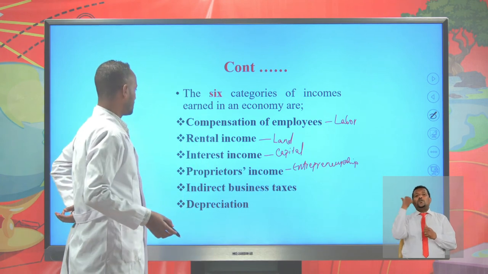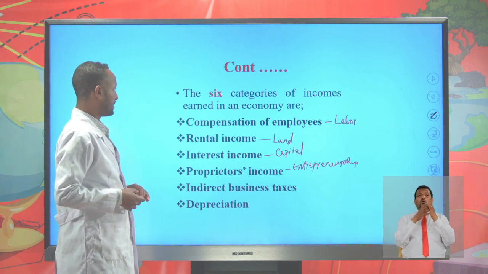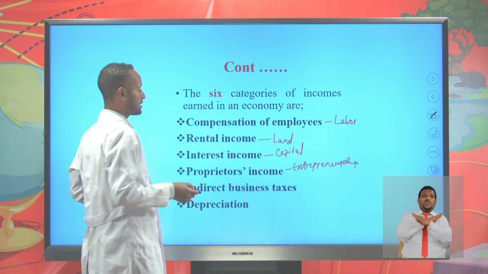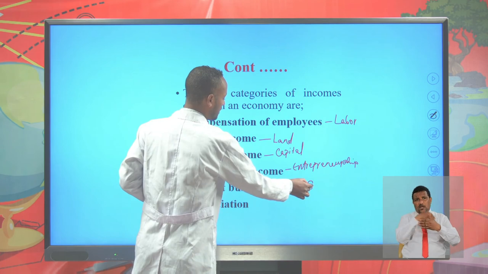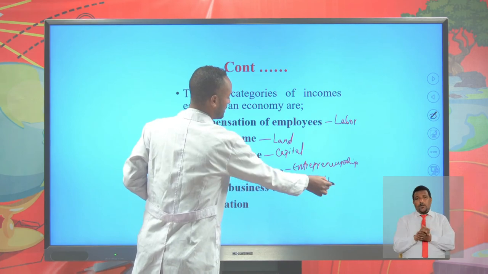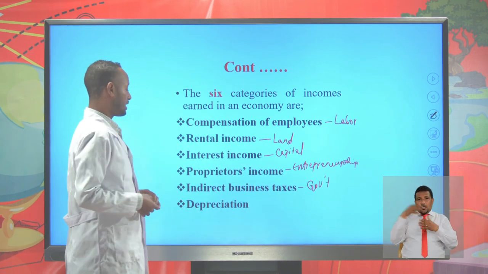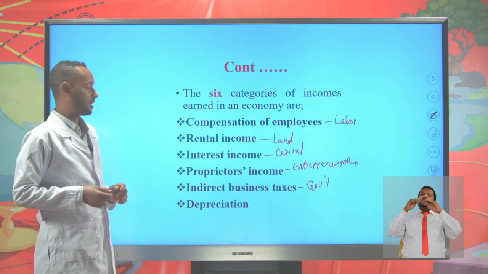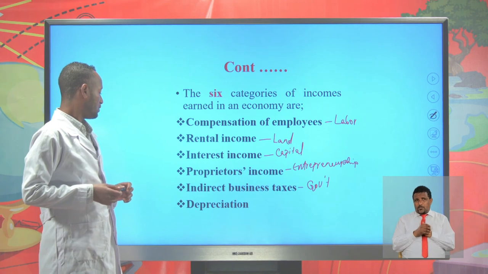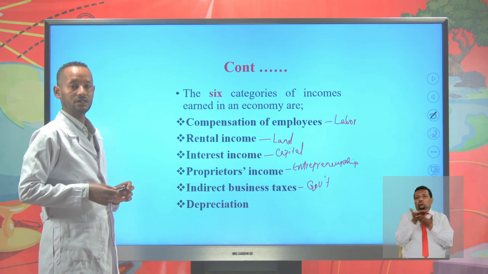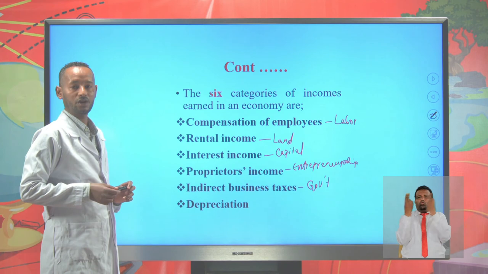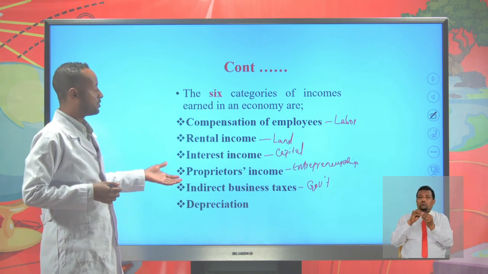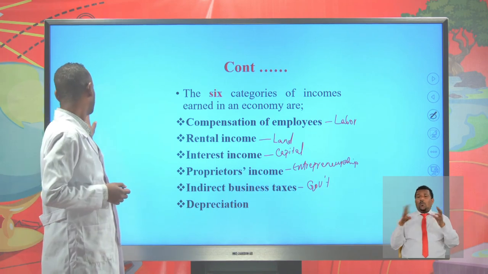And the other component that we have to add in measuring GDP using the income approach is indirect business tax. Indirect business taxes are income for the government, so we have to add them in measuring GDP using the income approach. And the last one is depreciation. Depreciation is the value of capital goods that is used or worn out during the production process, and we will add it in measuring GDP using the income approach.